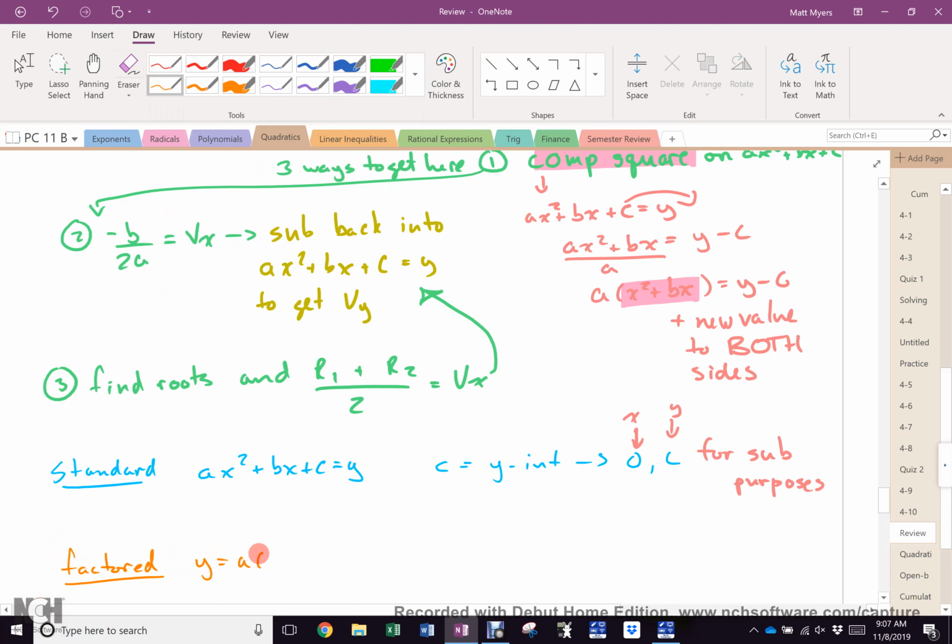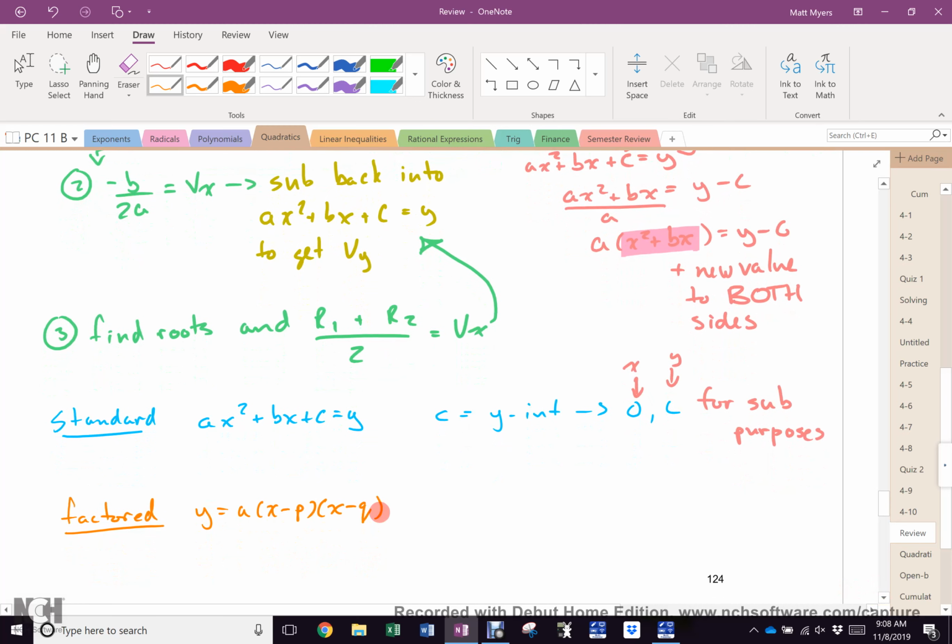Y equals A, x minus P, x minus Q. Now, please notice I've put the y on both sides as I've been coming down this line. Why? Why have I had the y on the right sometimes and on the left sometimes? Because it doesn't matter. You can move this stuff around any way you see fit.